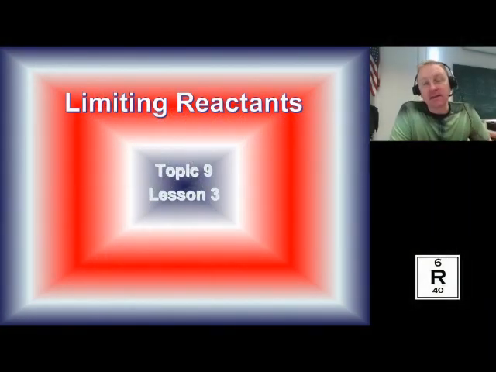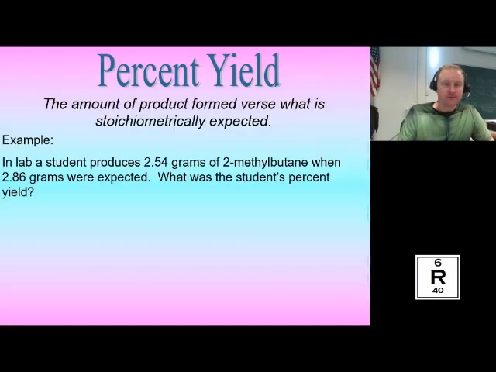Welcome to the third lesson in topic 9, which is about stoichiometry. In this one, we're going to talk about limiting reactants, but I also want to introduce one other concept to you, and that is percent yield. So let's get started.